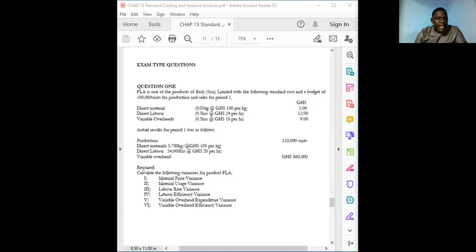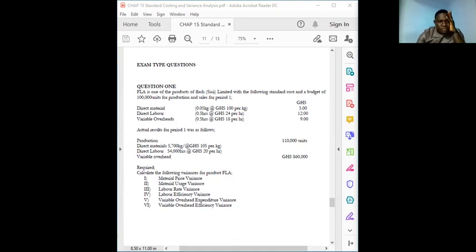So we have Flour is one. Question 1: Flour is one of the products of Flash CC Limited with the following standard cost and a budget of 100,000 units for production and sales for period 1. So for direct materials, this is the standard cost. That's the cost for a unit of a product.